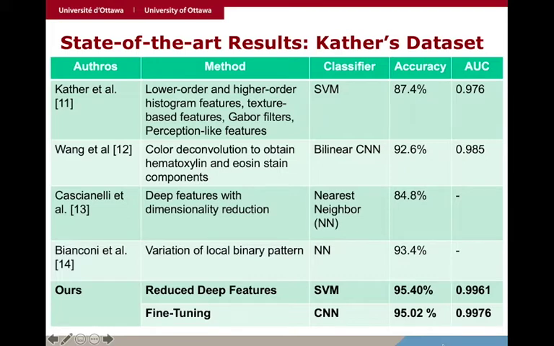To our knowledge, the state-of-the-art result of classifying Cather's dataset was achieved by Bianconi et al. They use a modified version of local binary pattern that consists of inter and intra descriptors. The reported accuracy is 93.4%. However, our strategies have achieved better classification results on Cather's dataset.